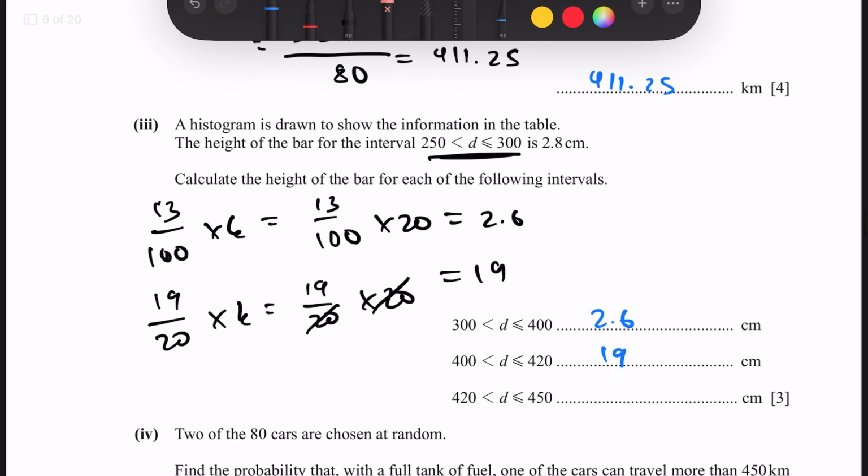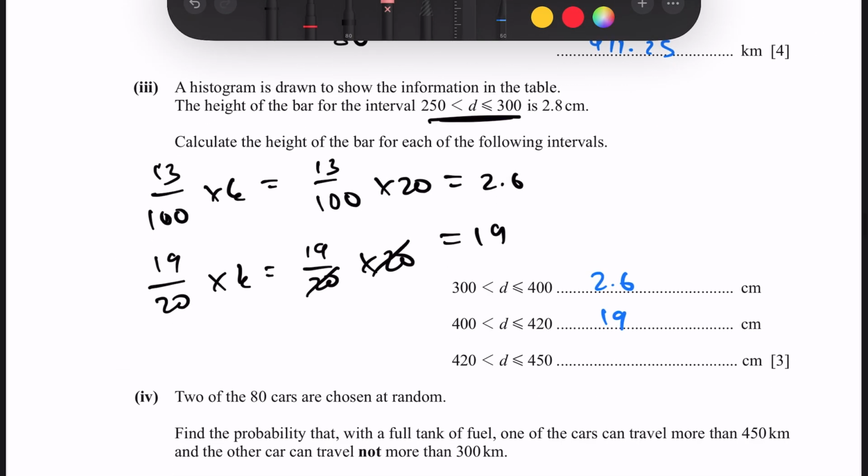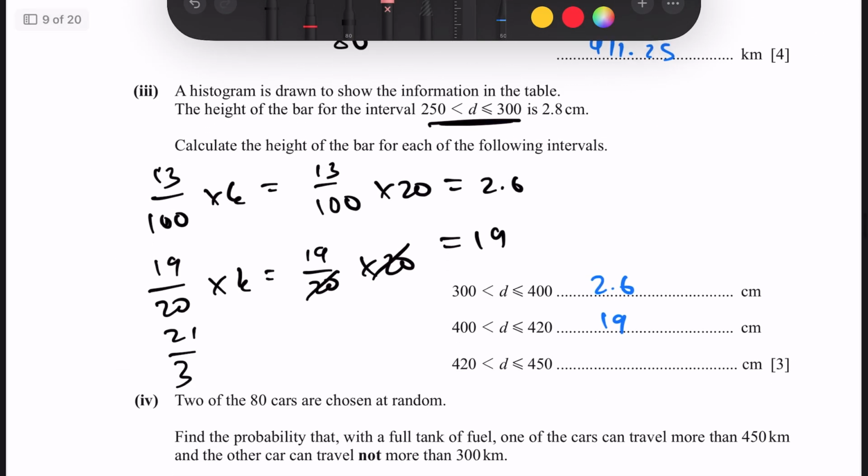And 420 < d ≤ 450 in turn would be equal to the height of the histogram for 420 < d ≤ 450, which is 21 by 30. 21 by 30 times k is equal to 21 by 30 times 20, which is equal to 14. This is our third value.